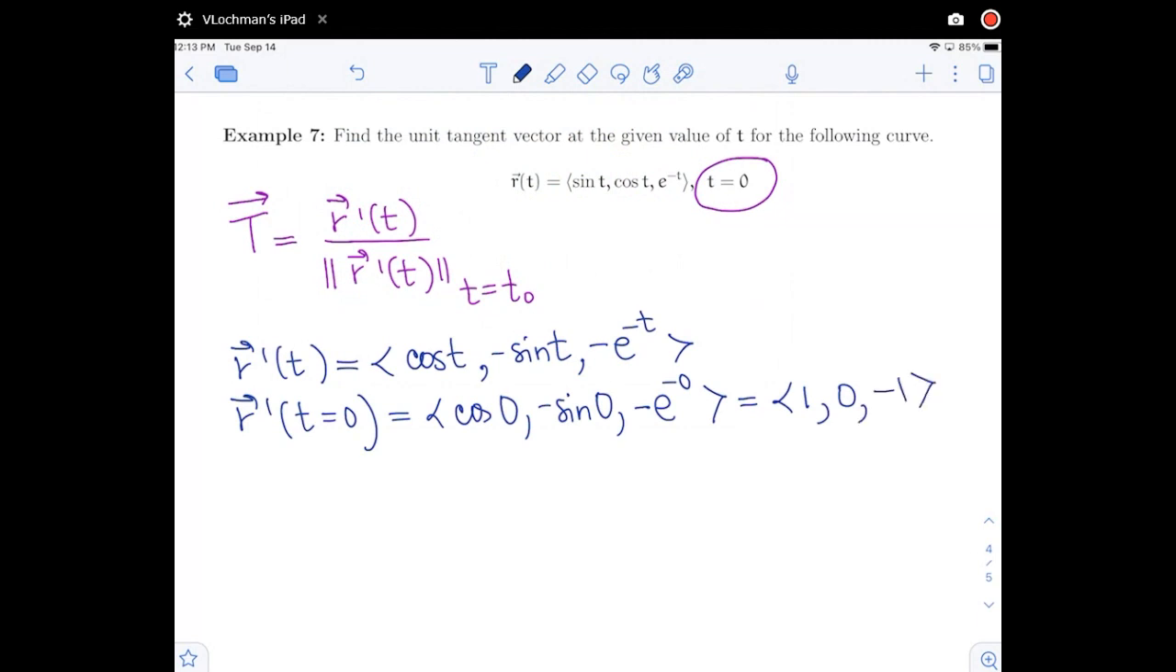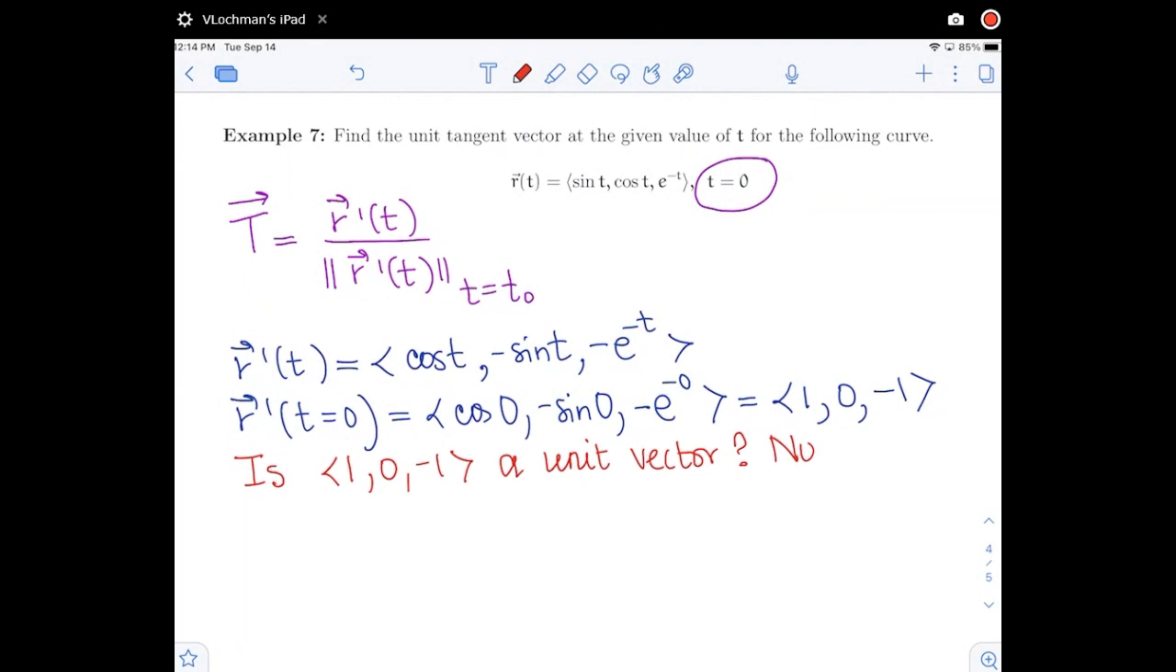Okay, let me ask you this question. Is this vector 1, 0, negative 1 a unit vector? Okay, what do you guys think? Is that a unit vector? Kind of looks like a unit vector, but it's not a unit vector, right? Okay, just because we have those zeros and ones there, that doesn't give us a unit vector.